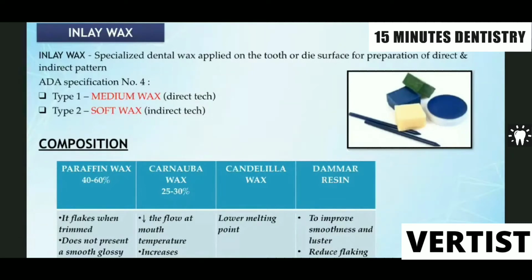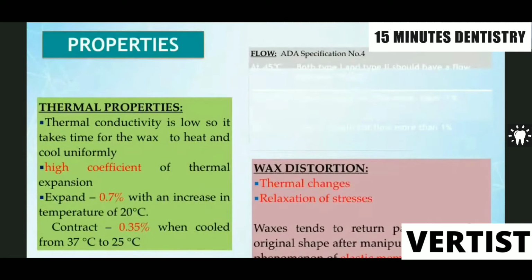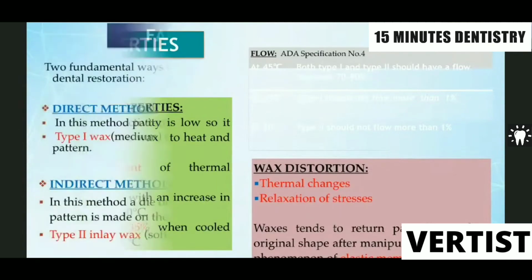So the composition of the inlay wax involves the paraffin wax, the carnauba wax, the candelilla wax, and the damar resin. So you can go through all the properties of that. You can again refer to your textbooks for this particular thing. The important properties: it should have good thermal conductivity, high coefficient of thermal expansion, expansion of 0.7% with an increase in temperature, and it should contract when cooled, and it should not undergo too much of thermal changes, as stresses are going to be there. Therefore, again, that should be minimal and it should have a good elastic memory.